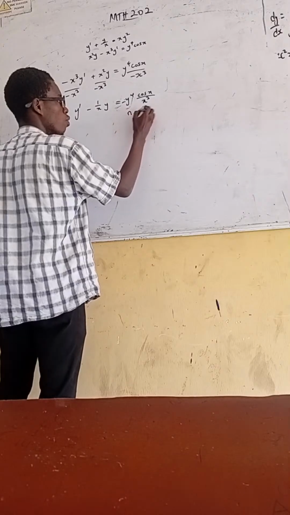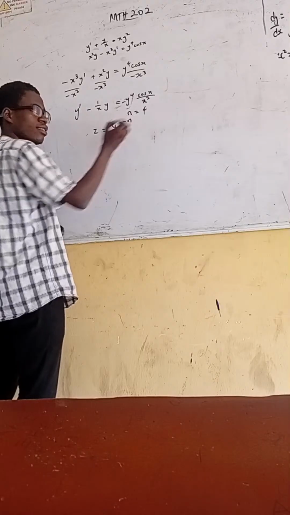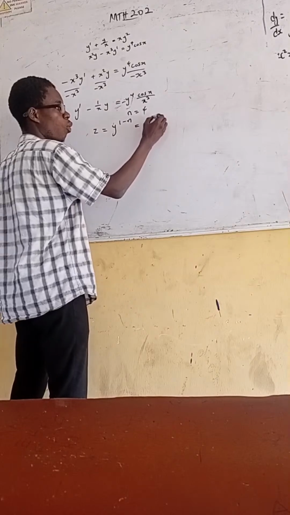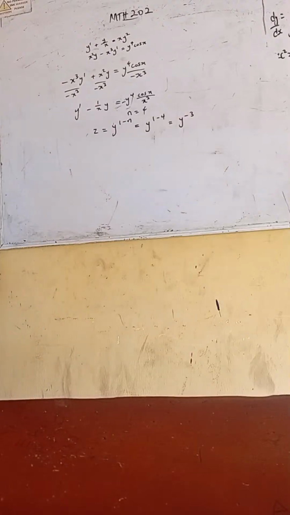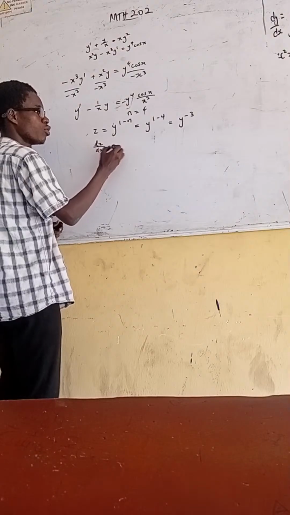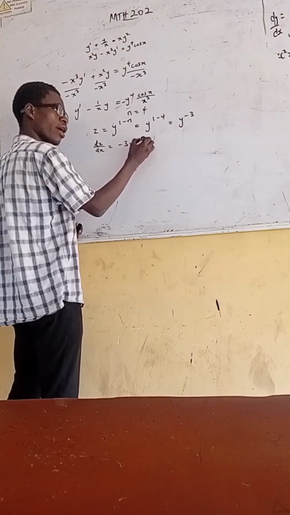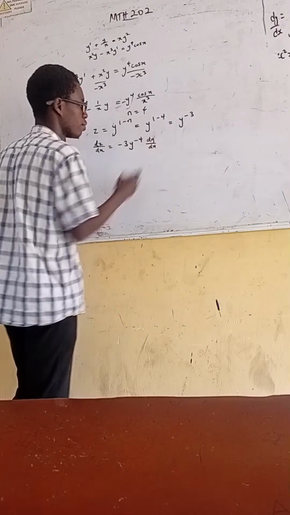n equals 4. So z equals y to the power 1 minus n. This is the substitution we are using. So that is y to the power 1 minus 4, and that is y to the minus 3. So z equals y to the minus 3. Now let's differentiate. dz/dx equals, differentiating this, we have minus 3 y to the minus 4 dy/dx.